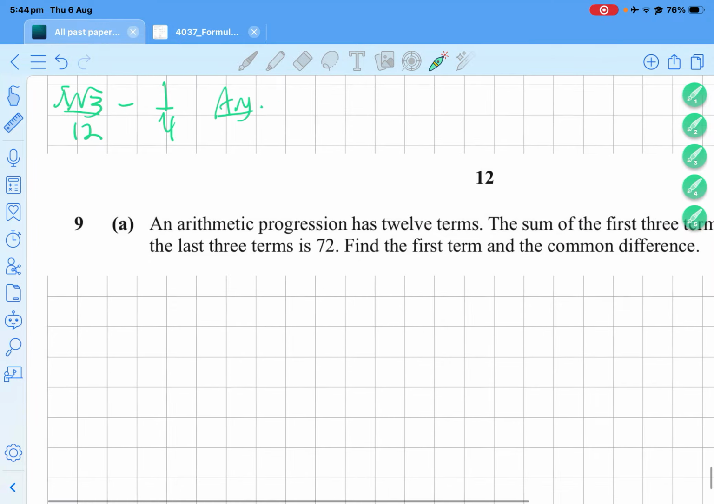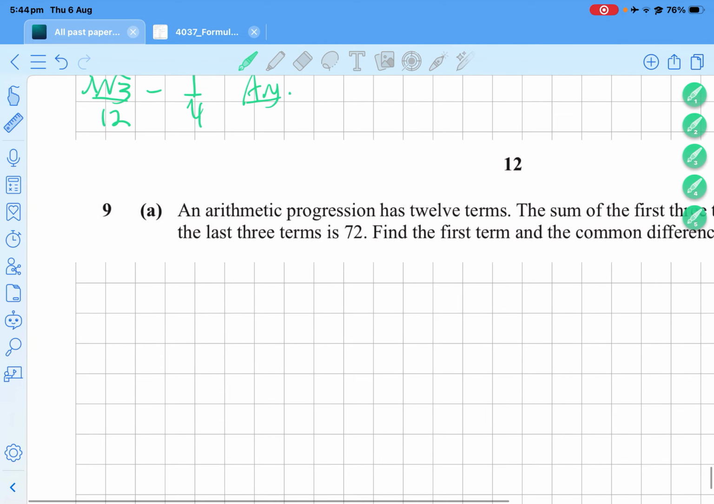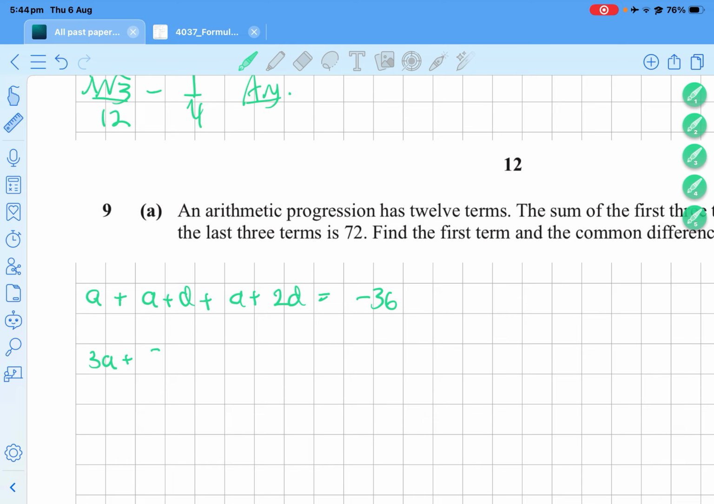So the sum of the first 3, so a plus a plus d plus a plus 2d equals minus 36. So 3a plus 3d equals minus 36. So a plus d equals minus 12. We'll call this equation A.